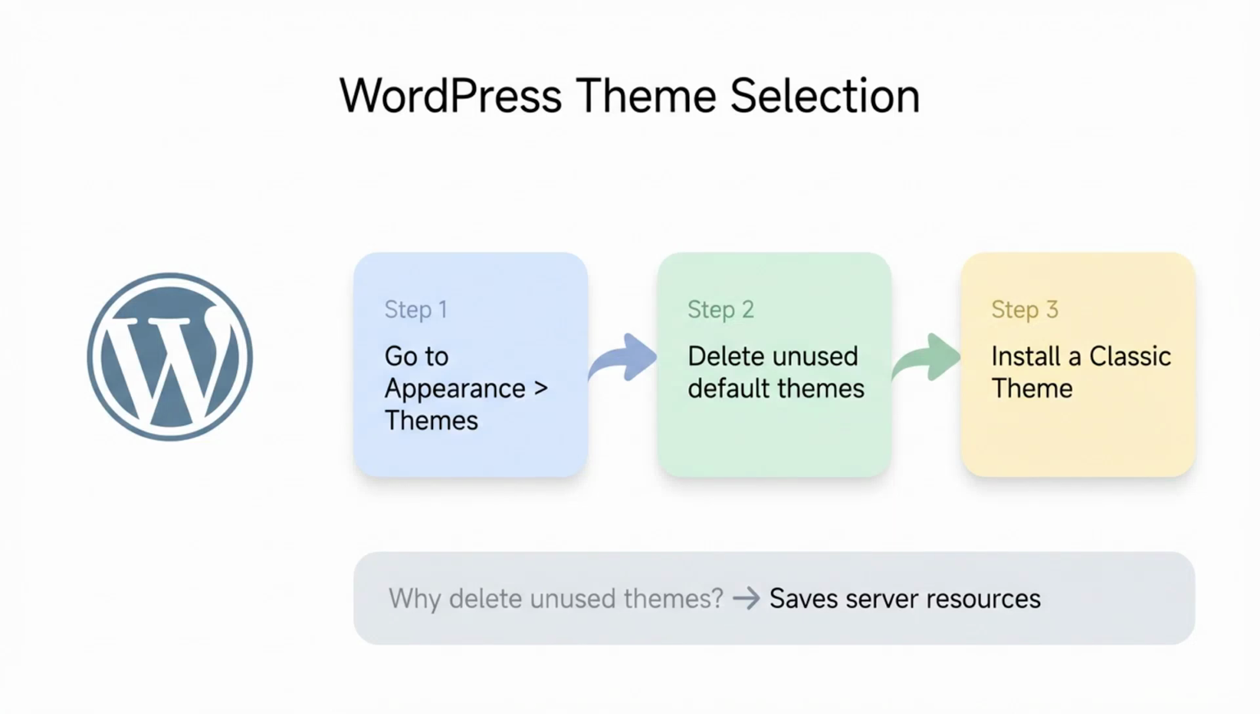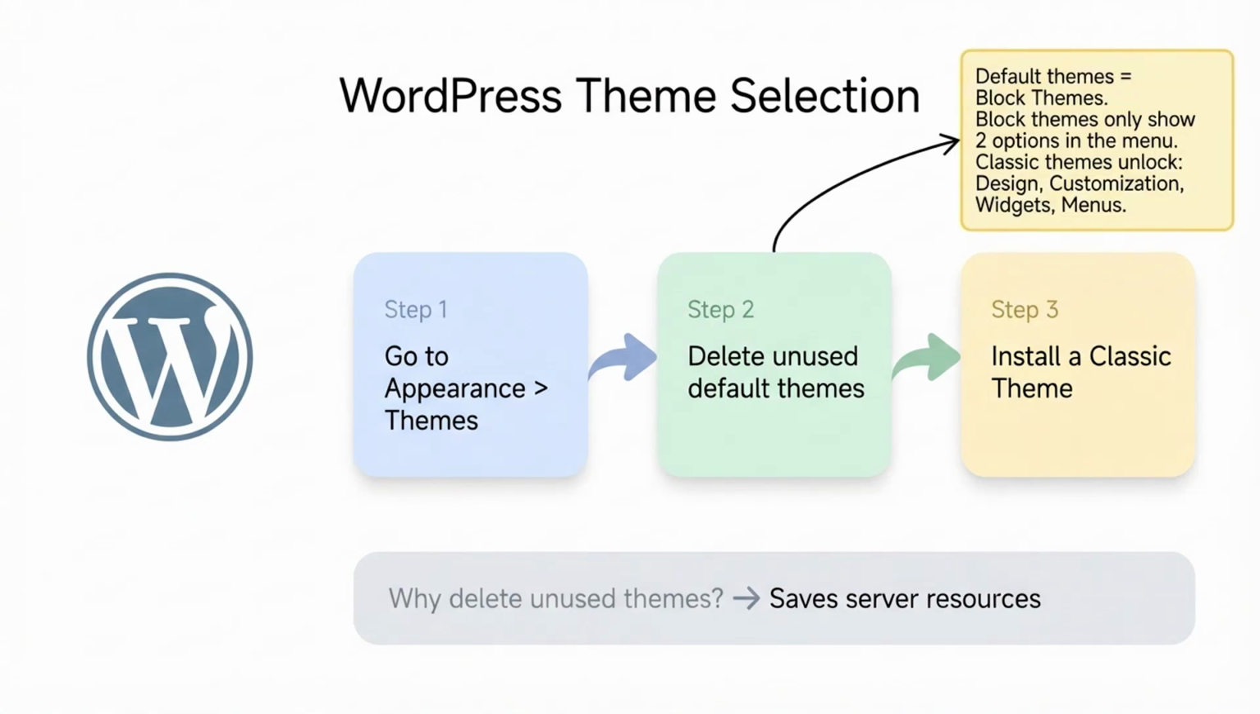Continuing from where we left off, the next step in setting up a WordPress site is selecting the right theme. The instructor walks through the process. Navigate to Appearance, then Themes, and delete all the default themes that came pre-installed. The reasoning here is practical. Every unused theme sitting on your server consumes space and resources, so it's good hygiene to remove what you don't need.